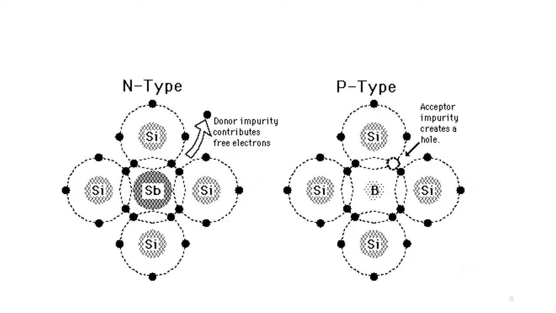If you can see here for the n-type, after the dopant is incorporated with the silicon, there will be 1 free electron contributed by the donor. And for p-type, there will be 1 hole. The acceptor impurity creates the hole. So after the incorporation, there will be 1 hole over here.